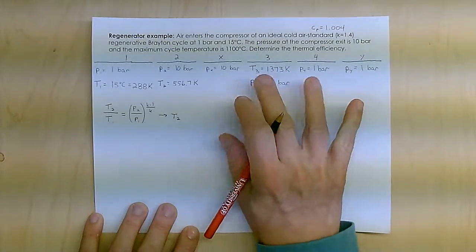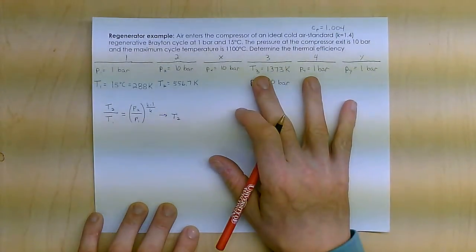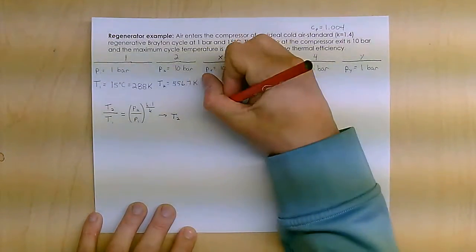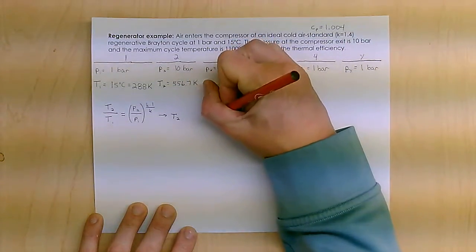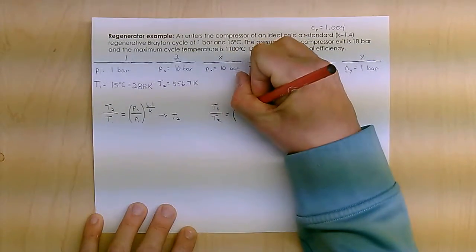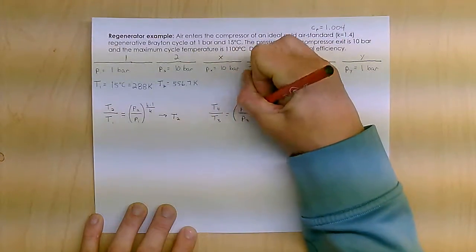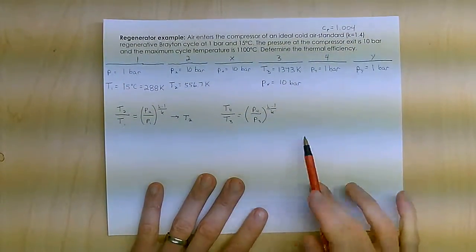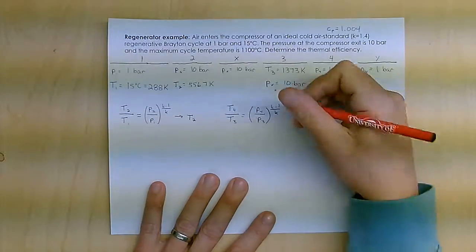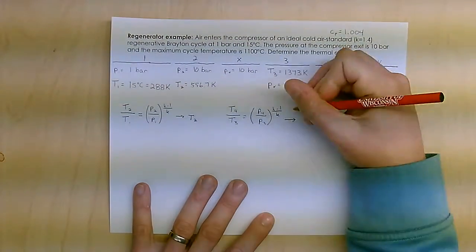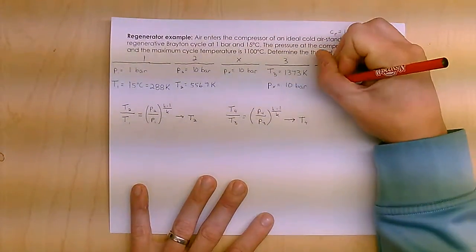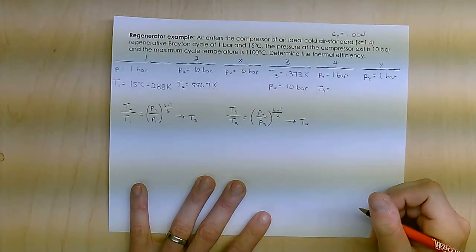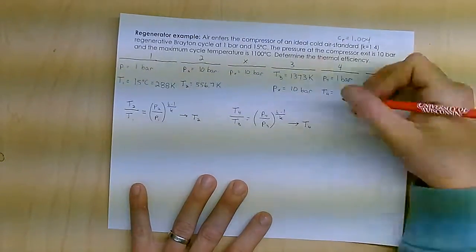Okay, and I'll do the same thing for the turbine over here. The turbine is 3 to 4 right here, so I can say, same idea, T4 over T3 equals P4 over P3 to the K minus 1 over K. And again, because it's an ideal gas, because it's constant specific heat, and because it's adiabatic, I can use that. Then from that, I can calculate what T4 equals, and I find that T4 is actually 710.7.